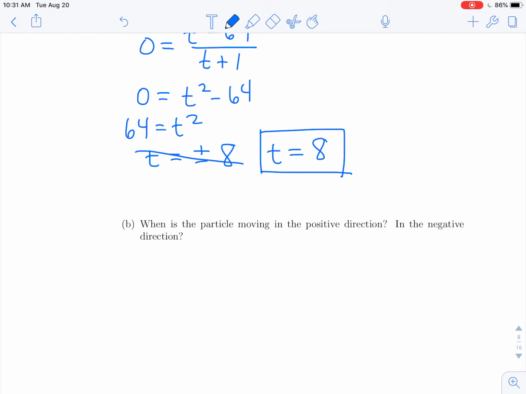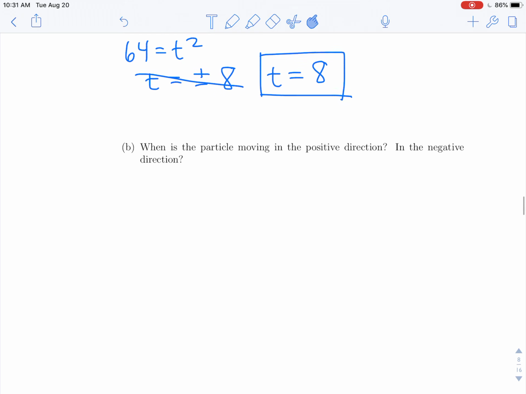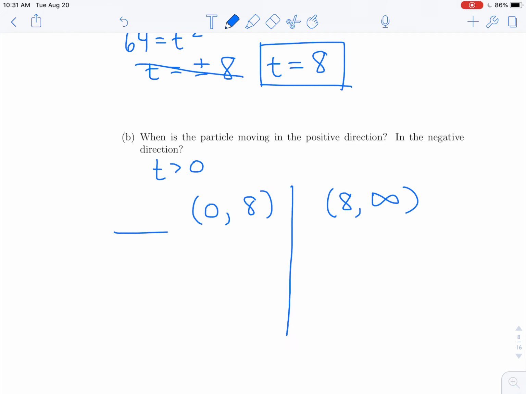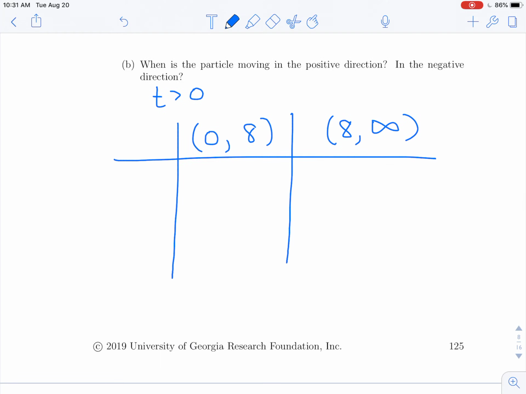Part B says when is the particle moving in the positive direction and in the negative direction. So note, we only care about positive t. So when we look at all of the possible times, we're going to go from time 0 to time 8, and then from time 8 to forever. So time 8, because that's when the particle is stationary. And we're going to do the same thing that we've been doing, which is make a chart: plug something in, figure out the sign of what you plugged in, and then use that to figure out the direction of motion.